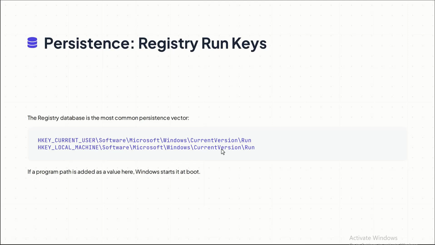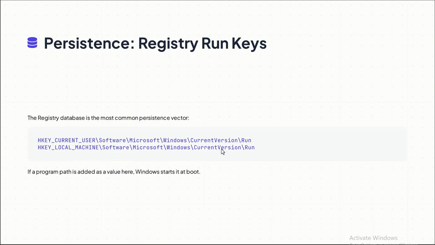And also, the attackers abuse registry run keys. Well, registry is a database of your operating system that stores all of your activities and system activities: open a file, open a document, connected drive, connected thumb drive, connected printers, and so on. The registry database is the most common persistence vector. If the program path is added as a value here under CurrentVersion Run or CurrentVersion RunOnce, the malware starts when Windows boots.